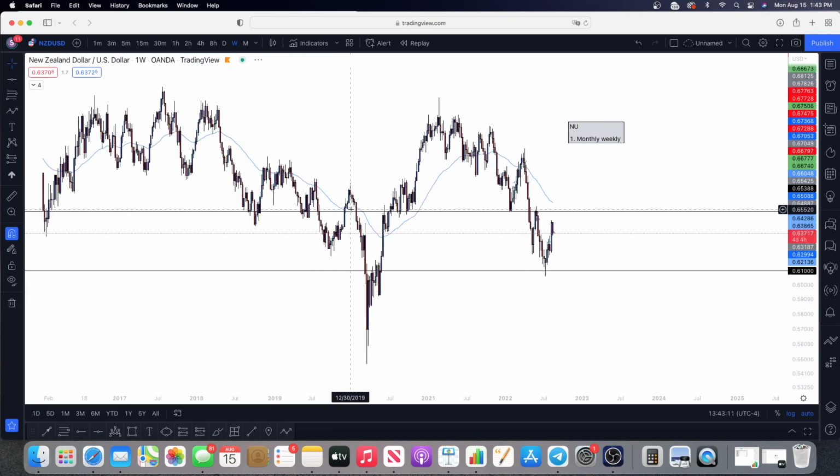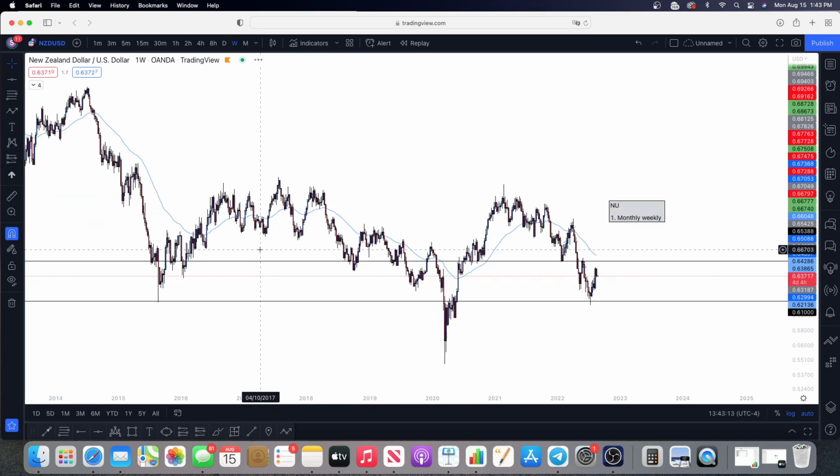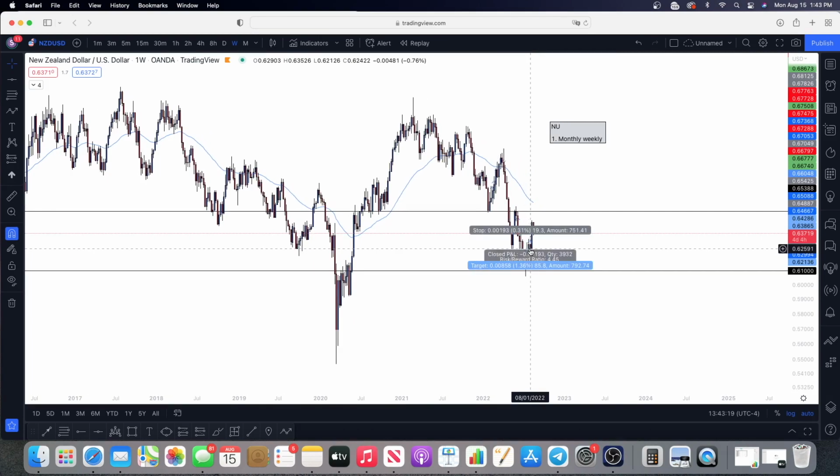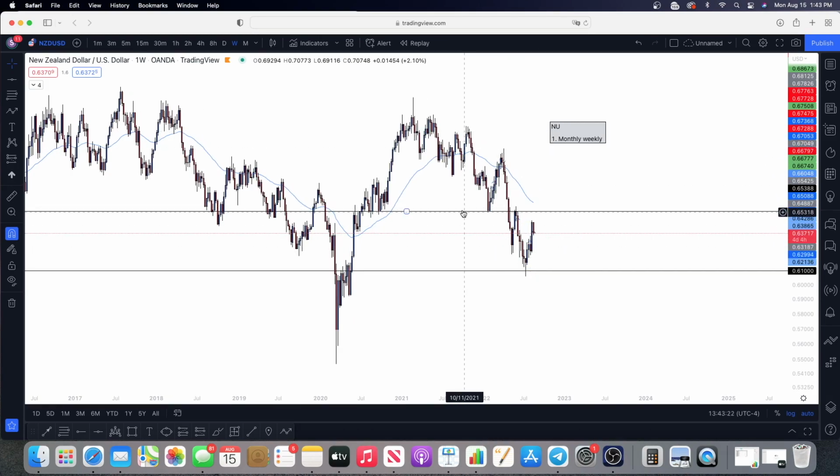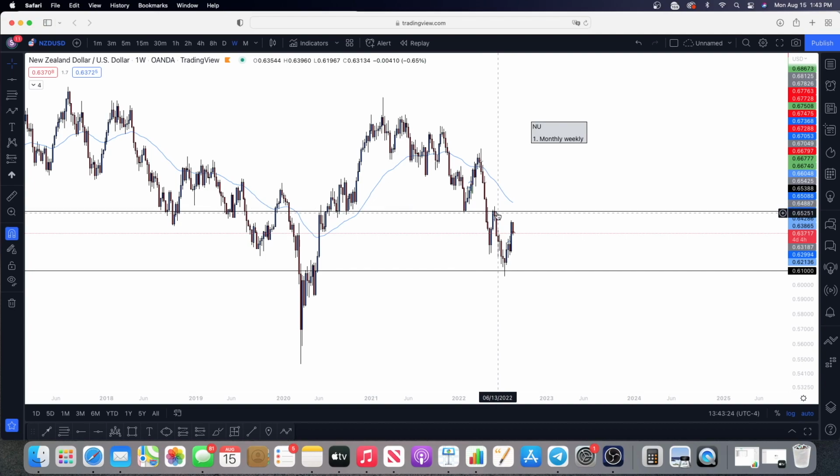I'll also zoom out to see what that area was in the past. In this case, this area was being used as support, support, support, and is now being used as resistance. So in this case, a very nice sell. Now that we have this very nice monthly, we have this low, lower high, lower low, potential lower high.